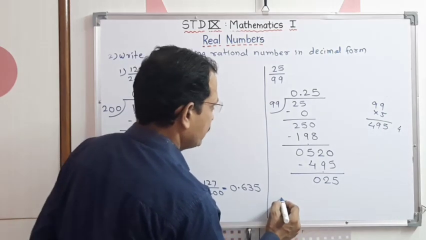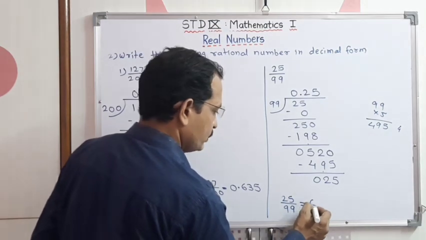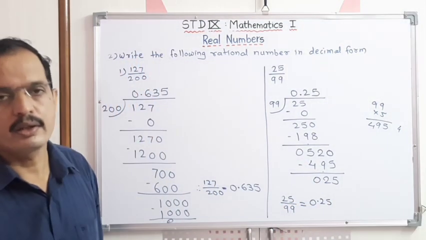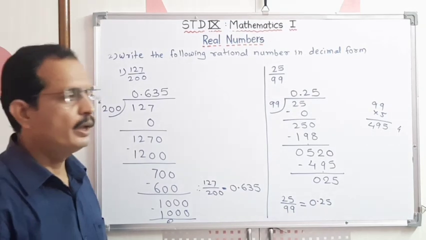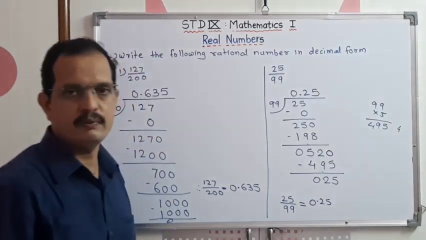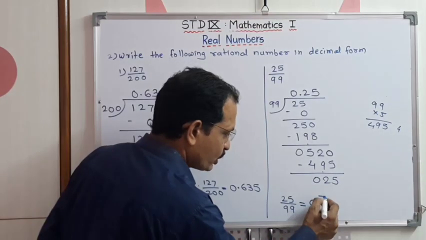Therefore we write here 25 upon 99 is equal to 0.25. Dear student, it is the recurring type of decimal form, and in a recurring type of decimal form, it is the recurring of 25. That means we have to show it by this horizontal line.